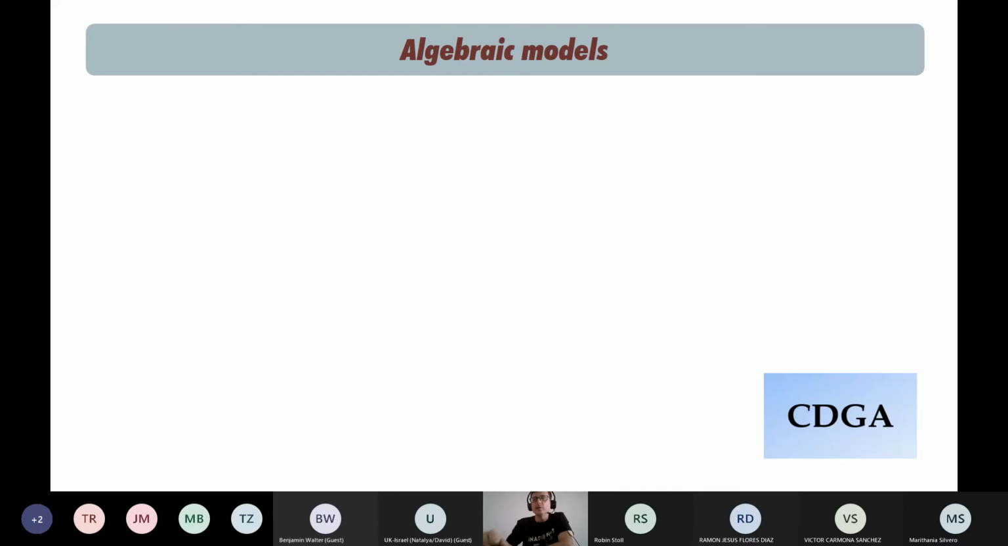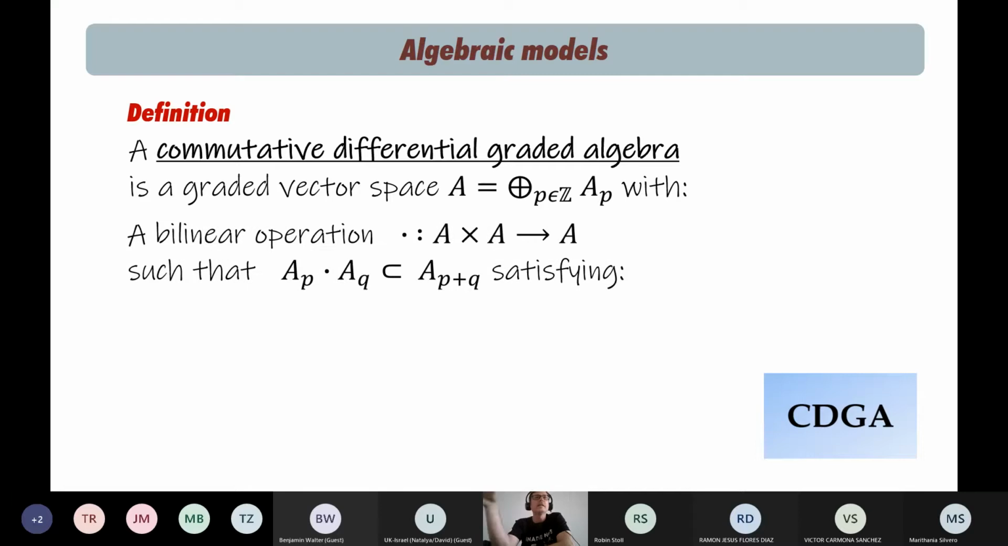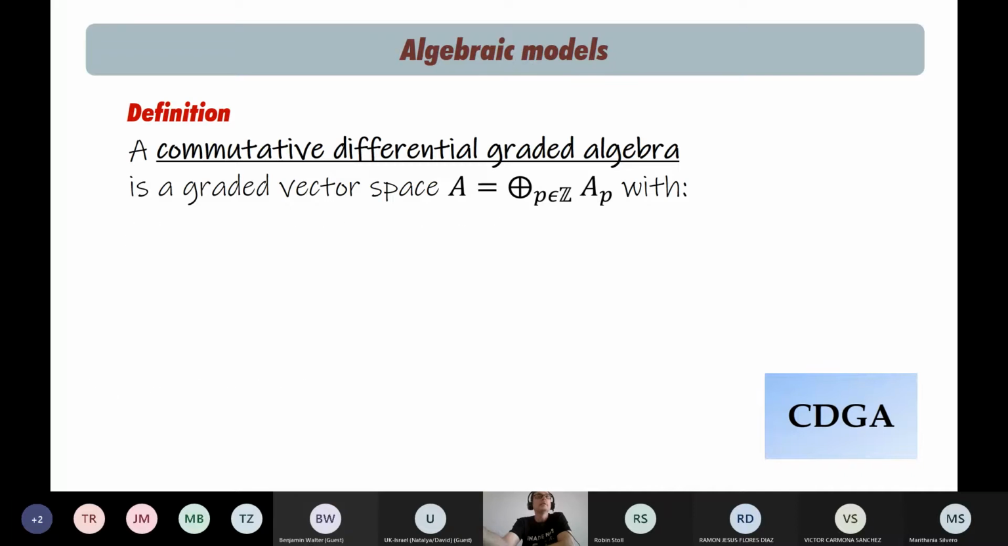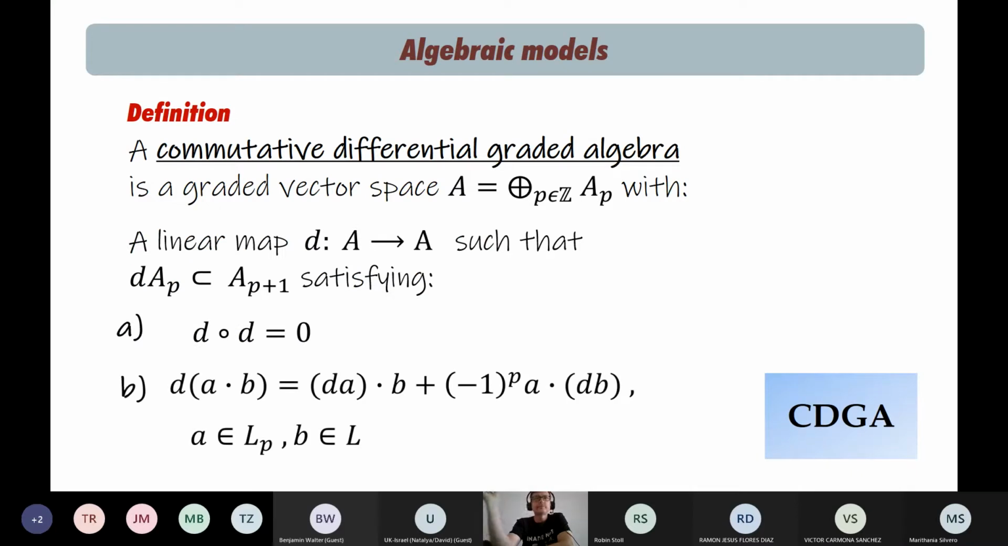So let's continue with commutative differential graded algebras, the approach of Sullivan. A commutative differential graded algebra is a graded vector space, and in this case, we have a bilinear operation which satisfies associativity and graded commutativity. We have also a linear map, but in this case, the linear map is of degree +1, which is a differential and a derivation with respect to the associative product.